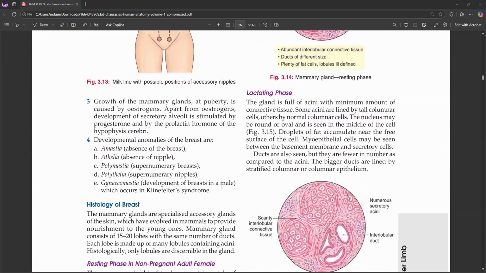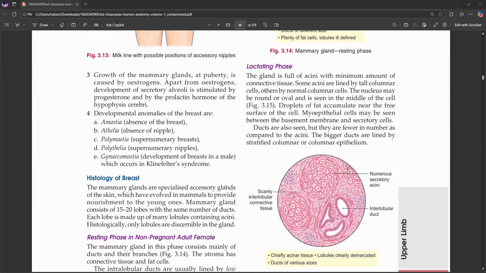Number 3. Growth of the mammary glands at puberty is caused by estrogens. Apart from estrogens, development of secretory alveoli is stimulated by progesterone and by the prolactin hormone of the hypophysis cerebri. Number 4. Developmental anomalies of the breast are amastia, absence of the breast; athelia, absence of nipple; polymastia, supernumerary breasts; polythelia, supernumerary nipples; gynecomastia, development of breasts in a male, which occurs in Klinefelter's syndrome.